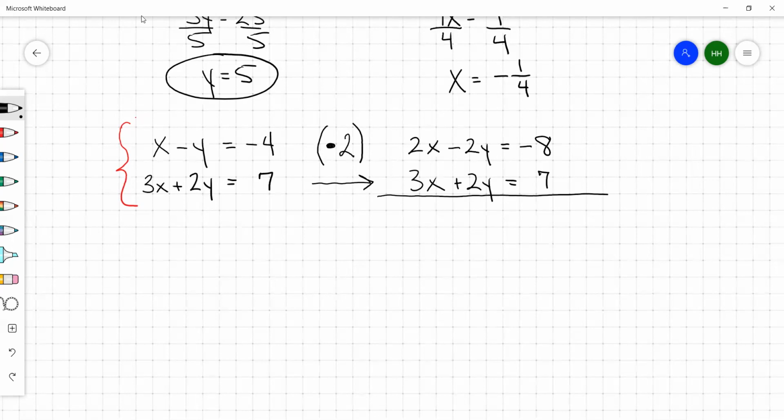So your 2x plus your 3x is 5x. Your negative 2y and your positive 2y, they cancel out. And your negative 8 plus 7 is negative 1. So if you divide both sides by 5, then your x equals negative 1/5.